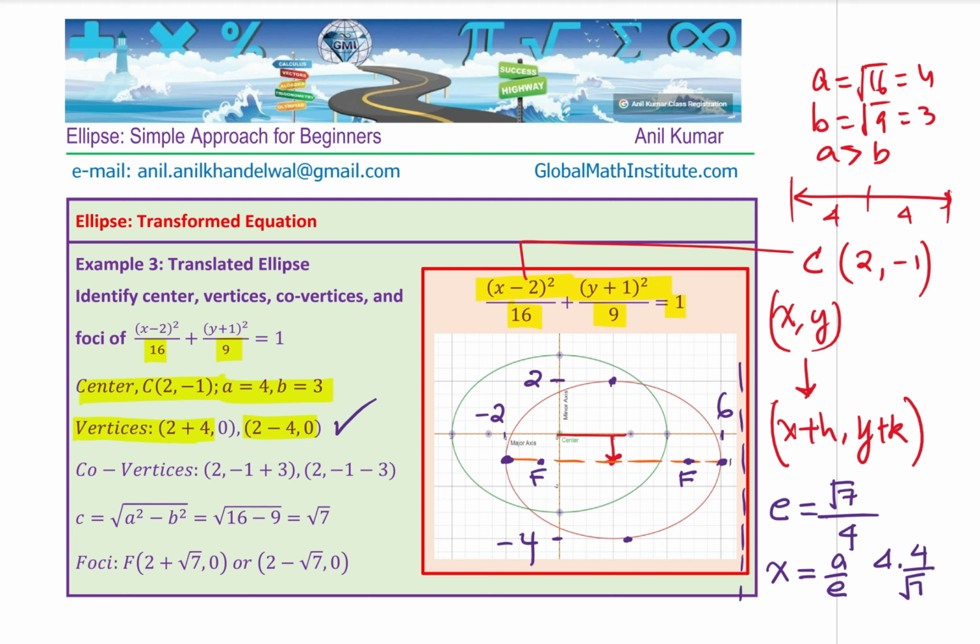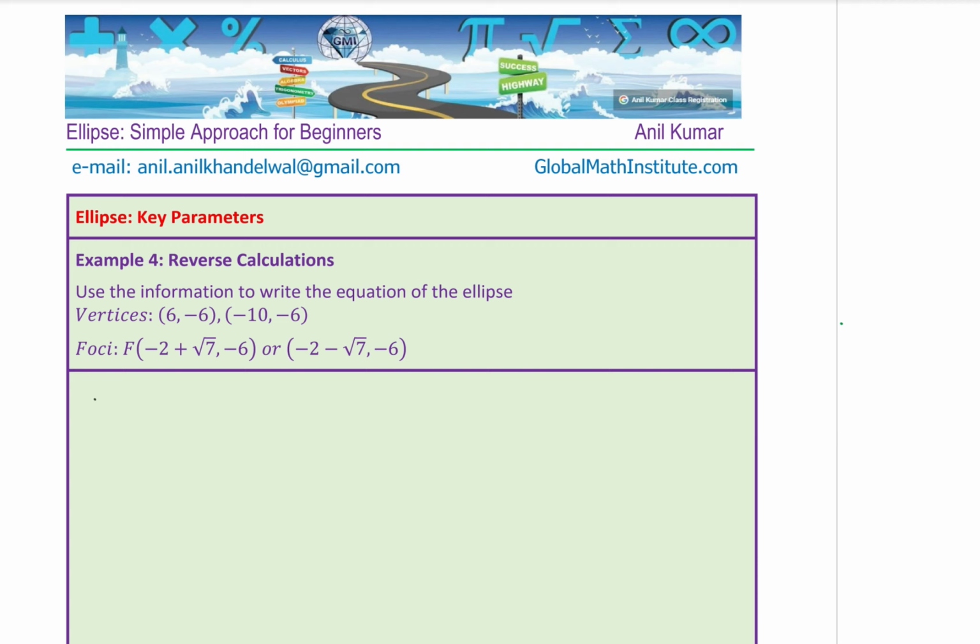Okay, so that completes our examples based on what we have learned. So we have seen the standard form and the transformed form. Now let us do some reverse calculation. Here is the last example for you. We'll do the reverse calculation. This time, given the parameters, we'll find the equation of the ellipse, and then you may sketch the ellipse also. The question here is example 4, reverse calculations.